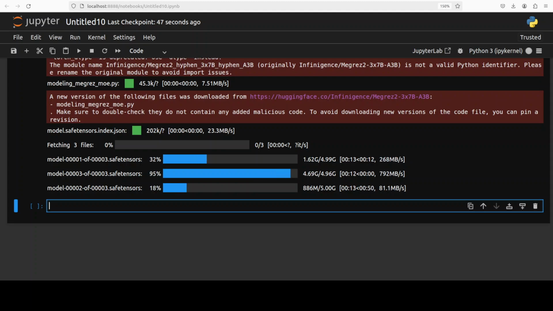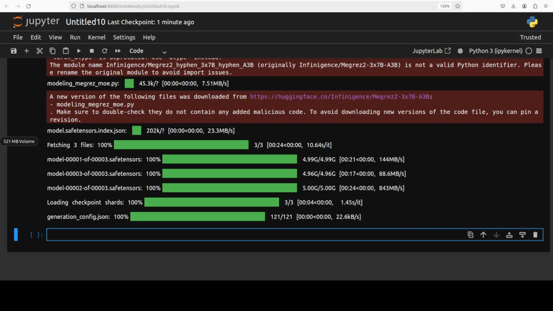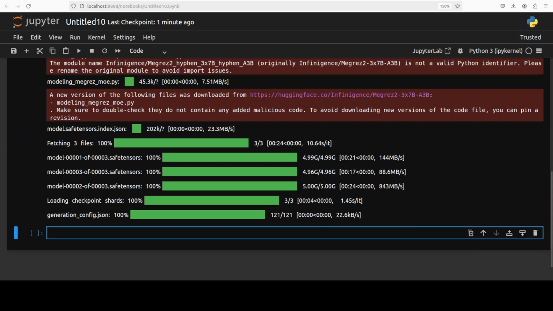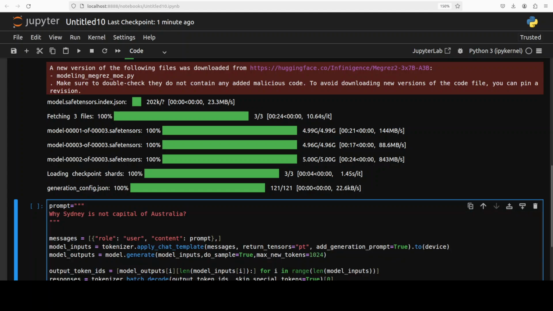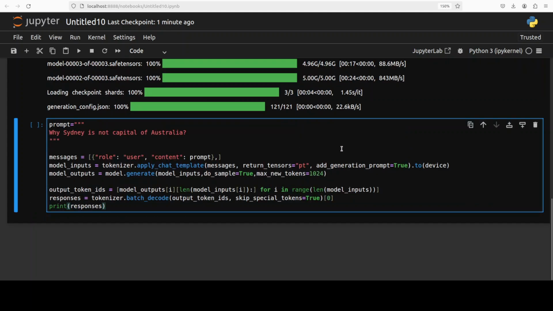Pretty interesting. And the model is downloaded. Let's check it out. Okay, so the prompt which I'm asking it is very simple. I'm asking it why Sydney is not capital of Australia, and then I am encoding it with the tokenizer. I'm giving it to the model. Model is generating the output. I'm just going to go until 1024 tokens, and then we are decoding it back and printing the response.